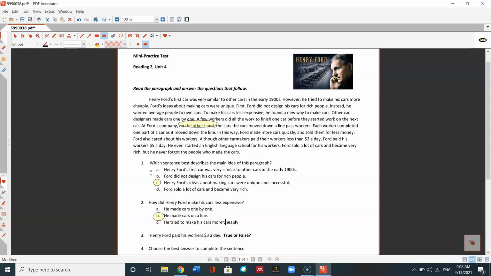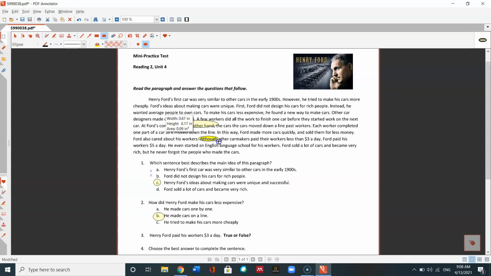Okay, number 3. Henry Ford paid his workers $3 a day. So here we see less than $3 a day. But let's look at the whole sentence. Although other car makers paid their workers less than $3 a day, Ford paid his workers $5 a day.